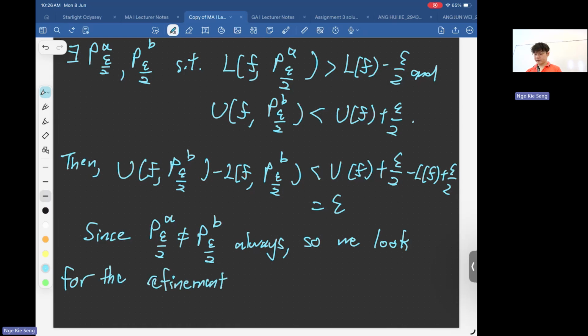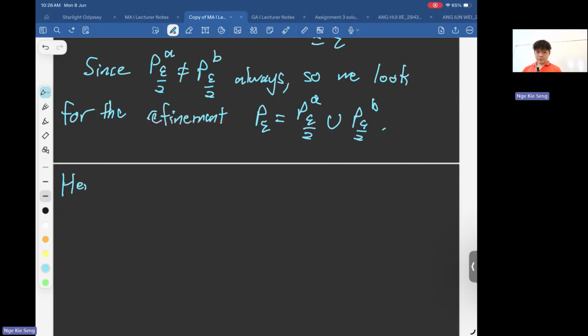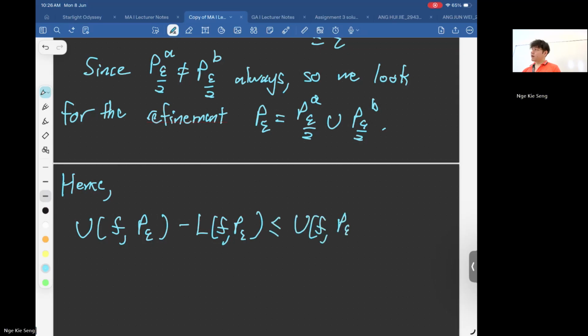So let's see how refinement can help us. So refinement is P epsilon over 2A union with P epsilon over 2B. How does refinement help us? Remember, when we take refinement, our UFP will always decrease, and our LFP will always increase. So we get this inequality. Then we know that this thing is bounded above by epsilon. Then we are done.